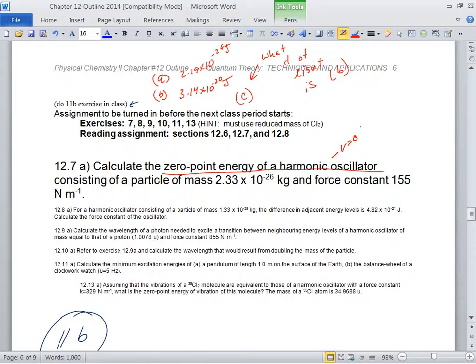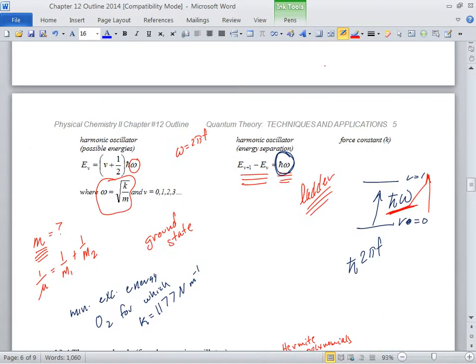They give you the particle mass, they give you the force constant. Well, that's even easier than what we just did, right? Before, here there's no reduced mass to calculate. So it's just V equals 1/2 kx squared? Or, they want the zero-point energy. So what they want, they want this.